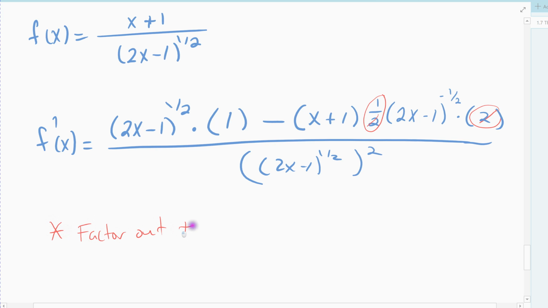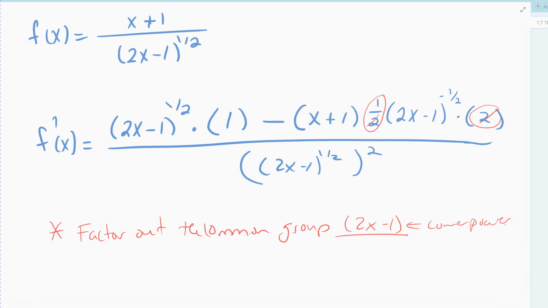Factor out the common group. All right, they do have a common group, 2x minus 1. And you always factor out the lower power. All right, that's the same thing we did in the last example, but this one's a little trickier because you've got the fractional powers. All right, and then this also reduces to 1.